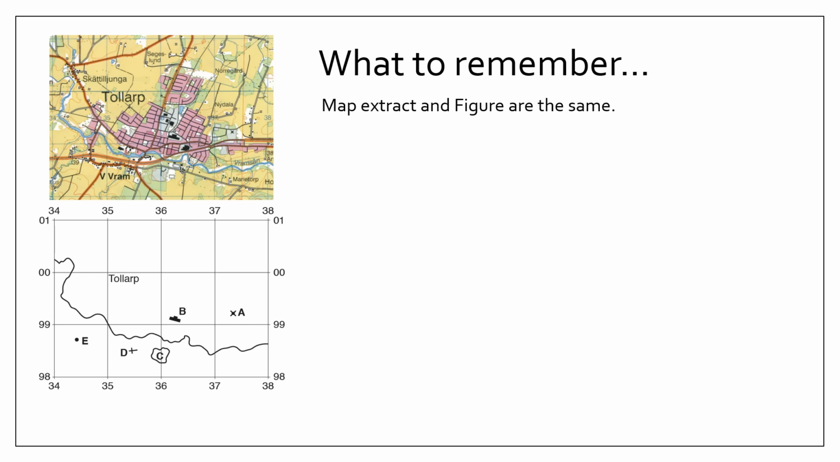So what to remember? The map extract and the figure are the same. By that I mean the grid squares are the same distances, the same length, 2 centimeters by 2 centimeters. And that's really important to remember when completing these questions, particularly when you're looking at distances, doing the cross section and measuring six-figure references. So you need to find on the map the features from figure 1.1. As you can see here, I've circled them for you, and then match them up. So we need to focus on A.